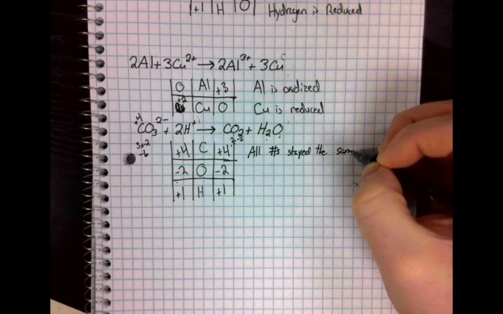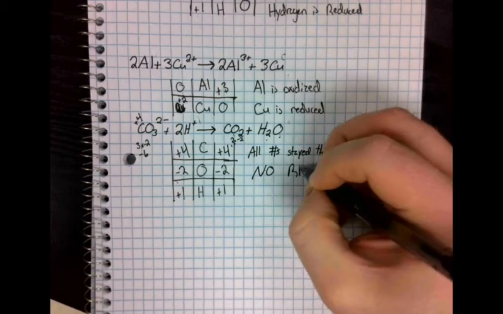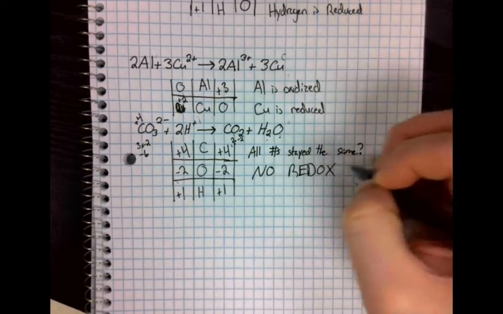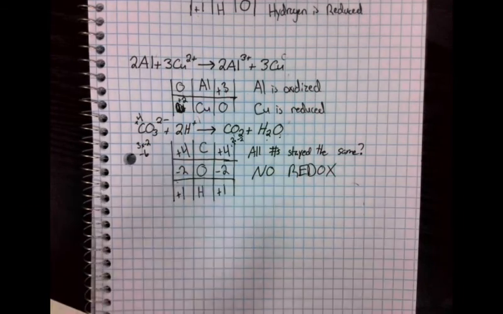And so what does that mean? That means there was no redox. Because none of them changed, there was no oxidation, there was no reduction. So even though a chemical reaction occurred, it was not, in fact, a redox reaction. And that is an option. So you have to be on the lookout for it.